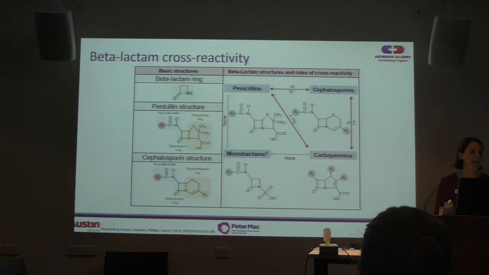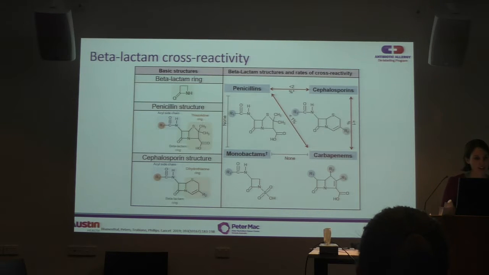So if we look at beta-lactam cross-reactivity, I was taught at uni that the rate of cross-reactivity between penicillins and cephalosporins was around 10%. We now know that that's a lot less, and for most cases it's less than 2%. The exception to this though is where we've got aminopenicillins like amoxicillin and ampicillin, and cephalosporins like cefalexin that have a similar R1 side chain. The rate of cross-reactivity in these types of antibiotics is a lot higher.